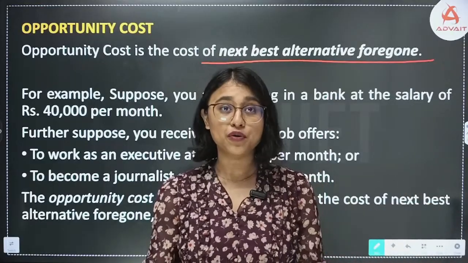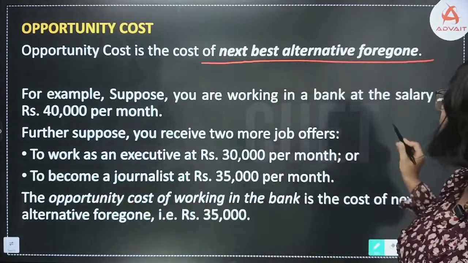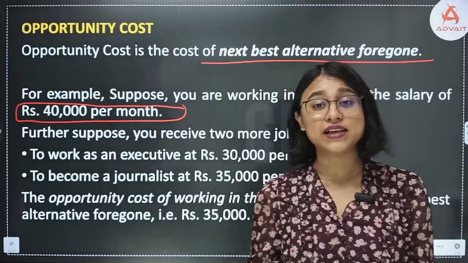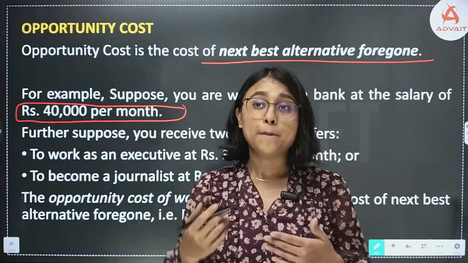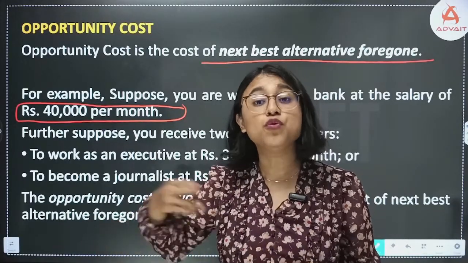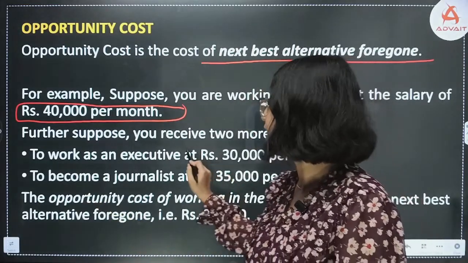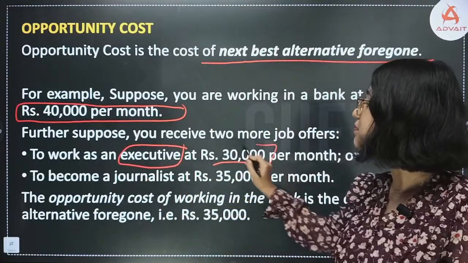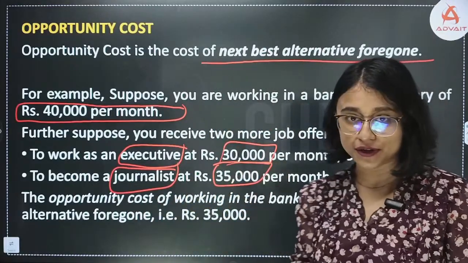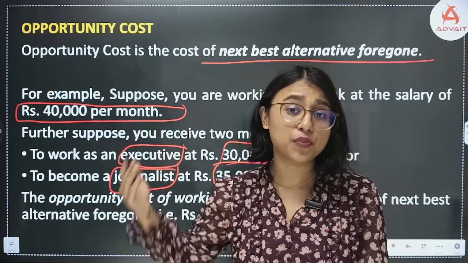It means, suppose I am working in a bank and I am getting a salary of rupees 40,000 per month. But because I am working in a bank, I am also giving up two other choices that were available to me. What were those choices? Either to be an executive, where I would get 30,000 per month, or to be a journalist, where I would get 35,000 per month. But since the bank gives me 40,000 per month, for that reason I chose to work in the bank.